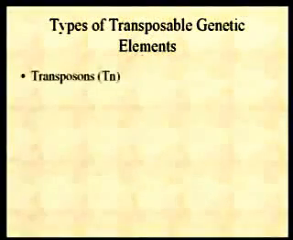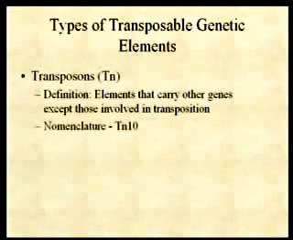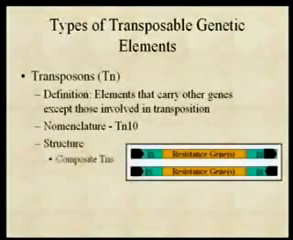Okay, the other type of transposable genetic element is called a transposon, or TN. And again, these are transposable genetic elements that carry other genes besides the transposase. So the insertion sequence, basically these are functional definitions. The insertion sequence has no other genes except the transposase. Transposons carry other genes. All right, and again, the nomenclature is just TN followed by some number. And of course, the genes that concern us in this class that these things carry very often are antibiotic resistance genes.